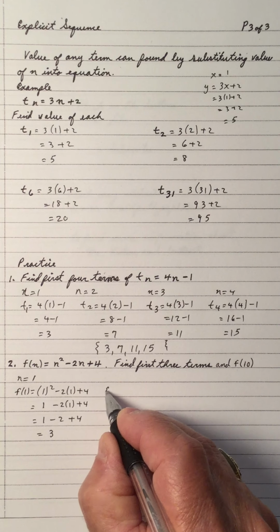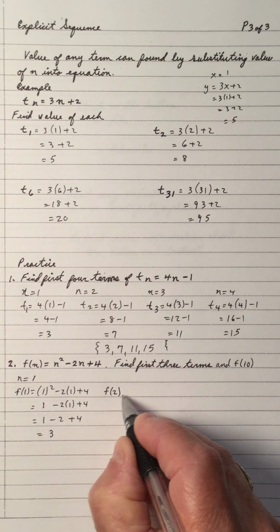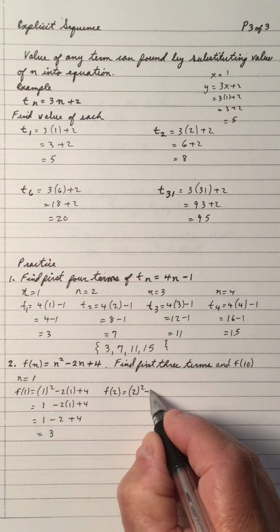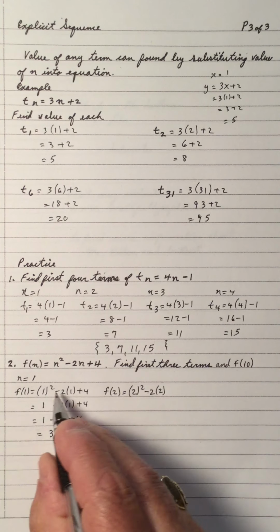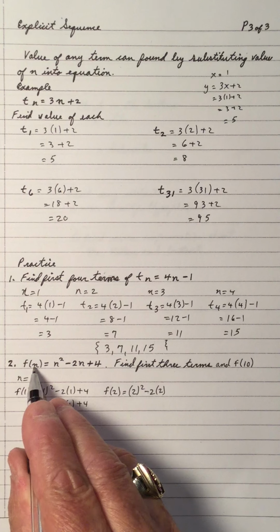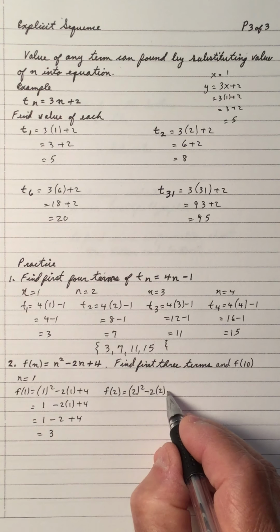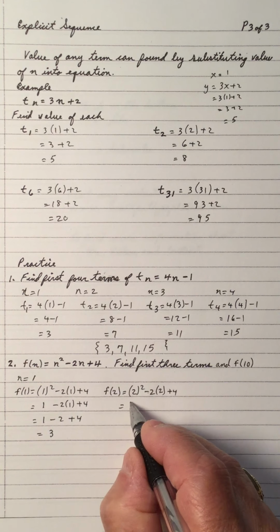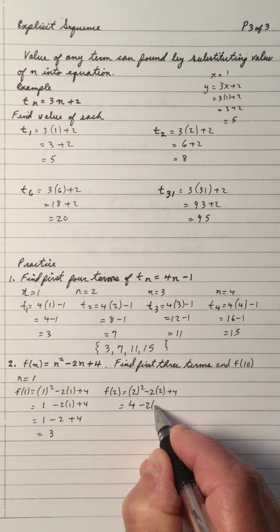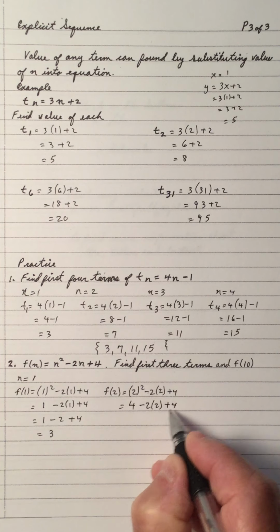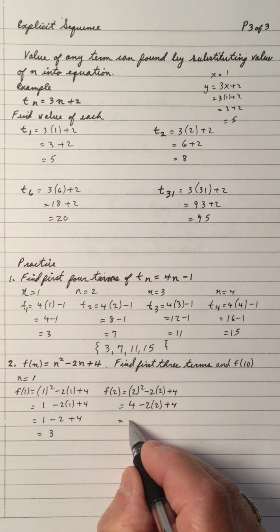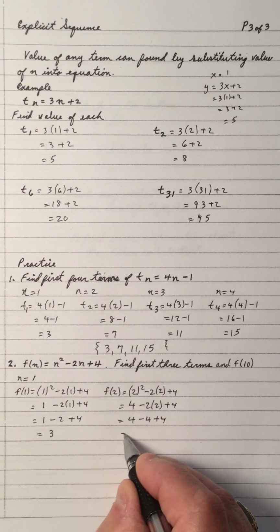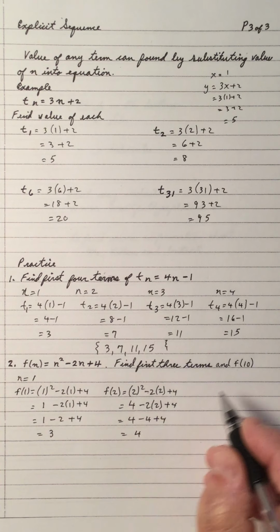Now I'm going to do the f of 2. F of 2 is 2 squared minus 2 times 2 plus 4. So we're putting 2 here, here, and here, and we work that out. Again, we work the power first, which is a 4. Then I have to multiply next by PEMDAS. 4 minus 4 plus 4. That's a 0 plus 4 is 4.